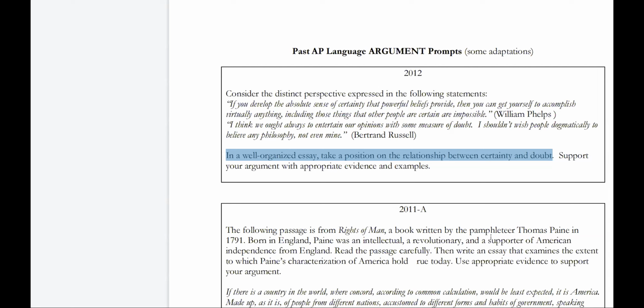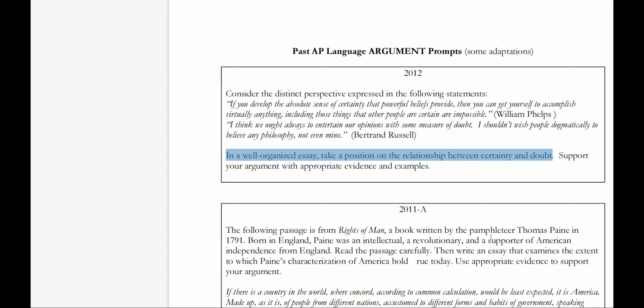Well, I think this is pros cons. Why? Because it's asking you to take a position, so you have to weigh in on the relationship between certainty and doubt. You kind of have to evaluate. It's not really saying yes or no, or proving it true or false. Okay. So it's pros cons?